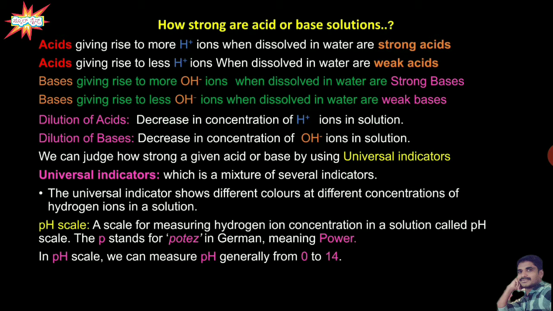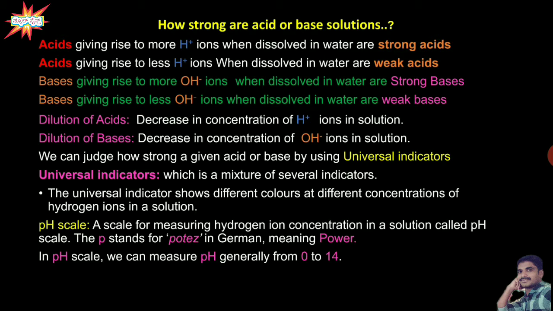Then bases. Here also there are two types, strong bases and weak bases. If bases give more OH- ions when dissolved in water, they are strong bases. If bases give fewer OH- ions when dissolved in water, that is a weak base. These are the two types of bases and the two types of acids.